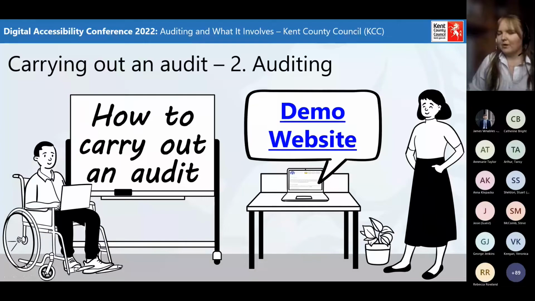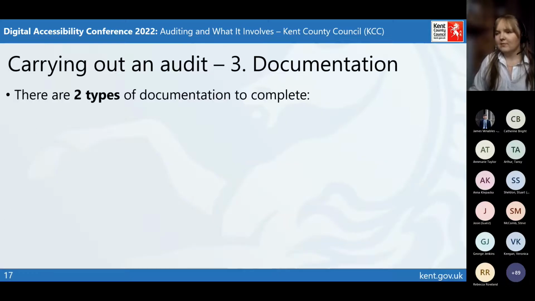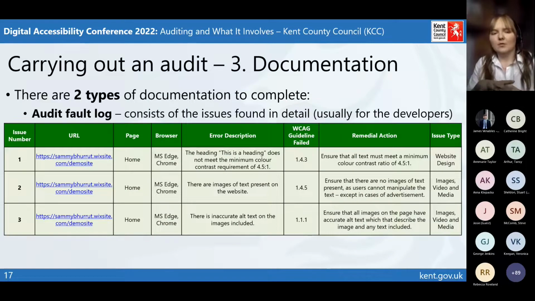But now that we've very quickly looked at carrying out an audit, we now need to think about, well, a bit afterwards, the documentation side. So once you've looked at and you've found these issues and you've looked at WCAG and that kind of thing, we complete documentation to report this back to the system owners. So there's two types of documentation that we produce.